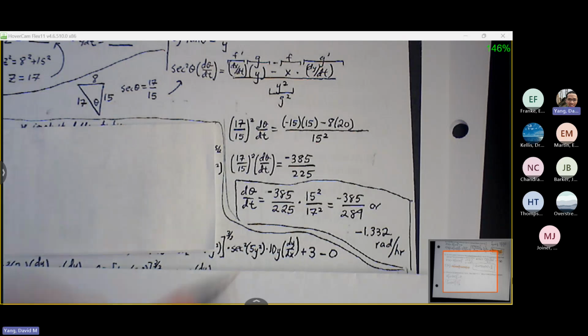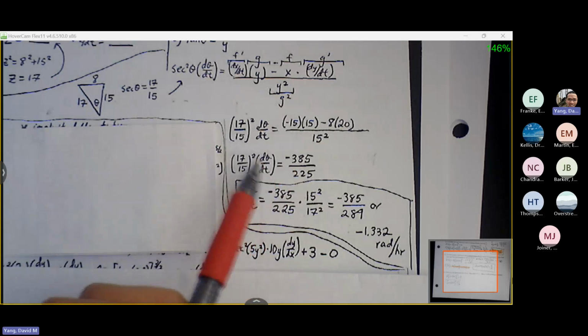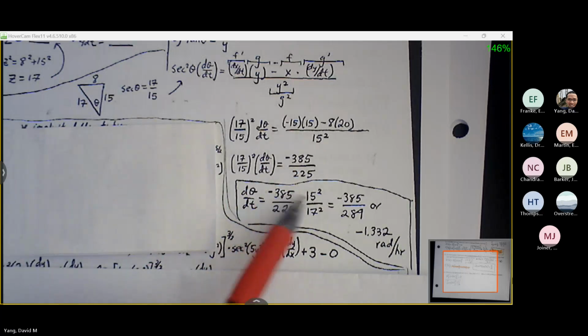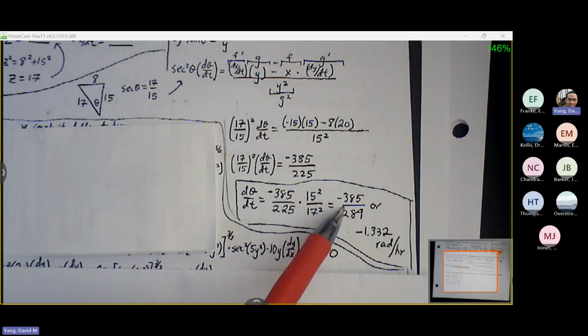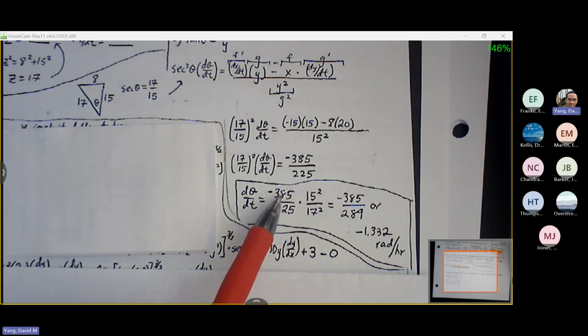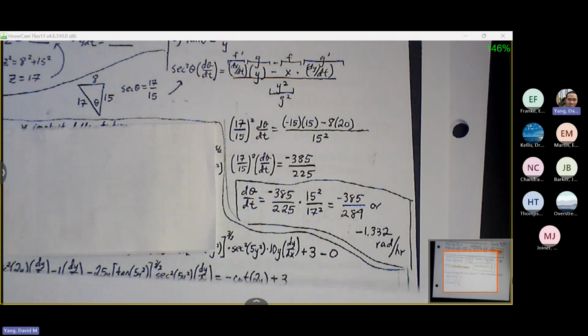Say that again. Yeah, I think this is the reduced version after I multiply everything and divide it out. What's happening is that the 225 and 15 squared will end up canceling out. We're just left with this over that. That's why. Okay, any questions with related rates? Okay, next.